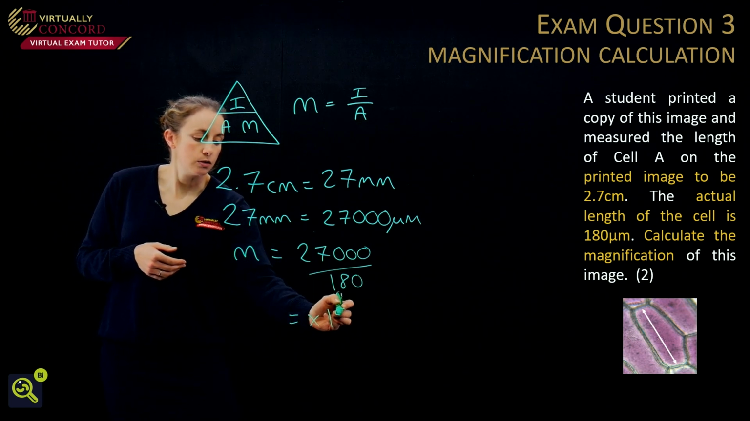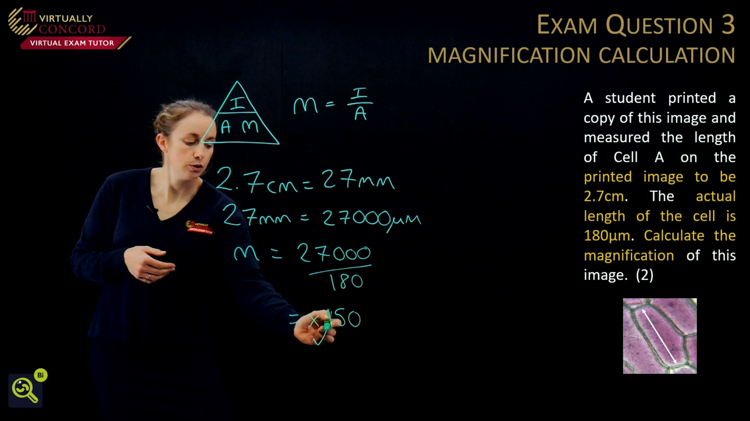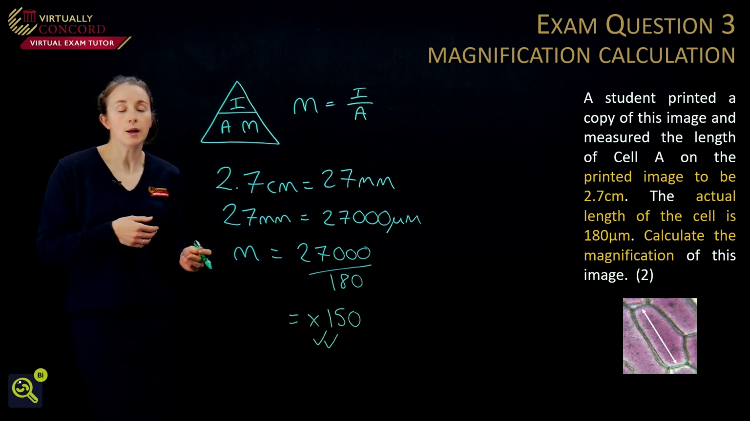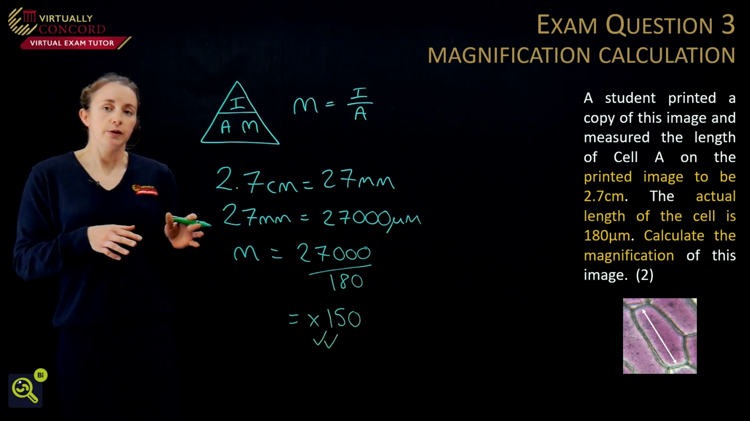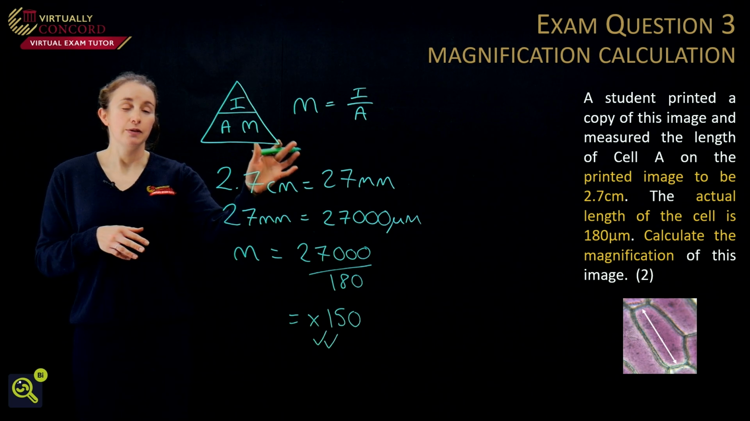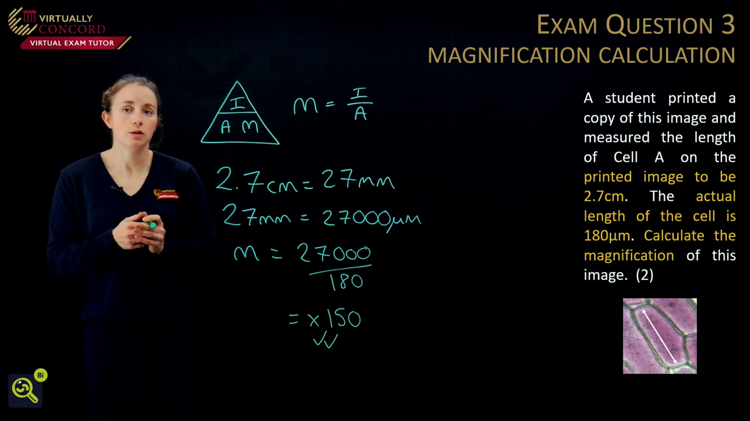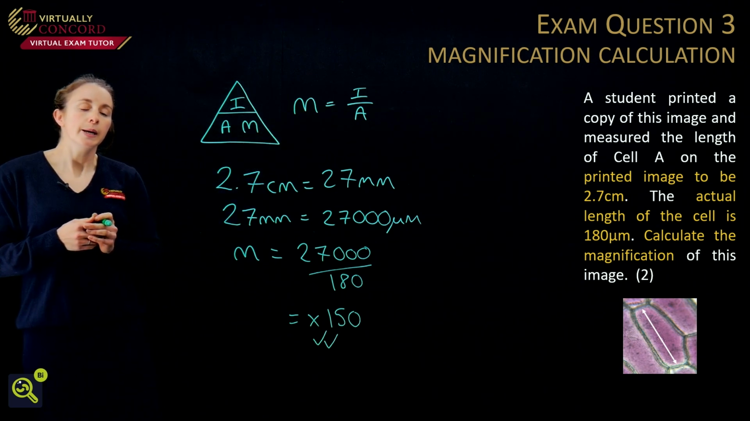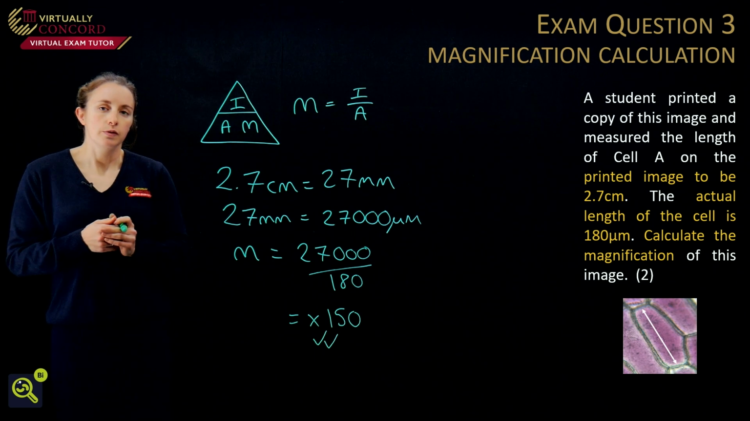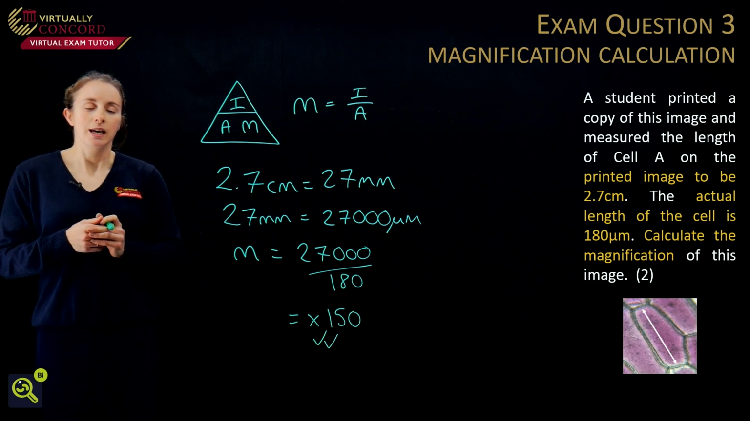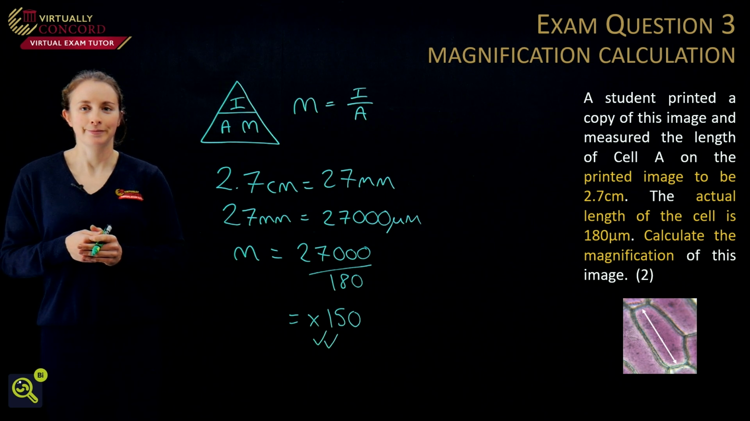of times 150. You get 2 marks for a correct answer, but always remember that if you do include the correct working, so particularly if you've included your equation and you've shown the examiner exactly what you're trying to do, you can usually get 1 mark for showing the correct working. So do always include all of your working rather than just the correct answer.